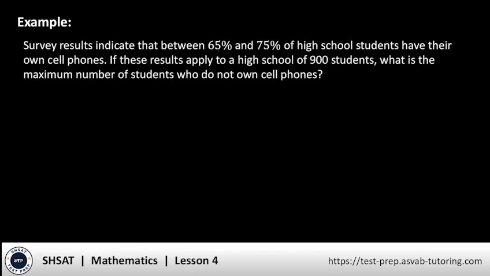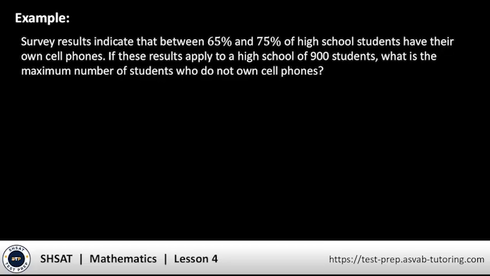So moving on, survey results indicate that between 65% and 75% of high school students have their own cell phone. So it's between this and this. If these results apply to a high school of 900 students, what is the maximum number of students who do not own cell phones? Okay. So first of all, because the question asked for the maximum number, we are going to imply that maybe 65% of the high school students have their own cell phones.